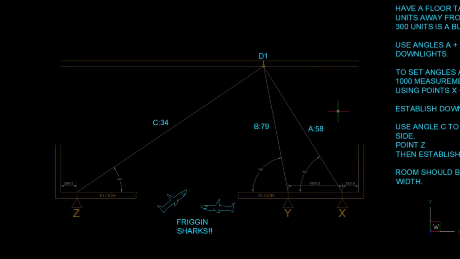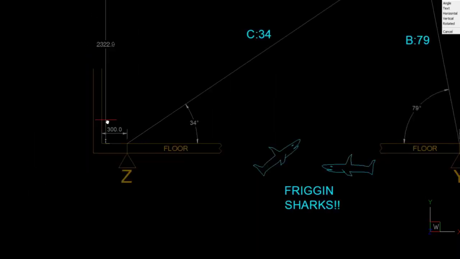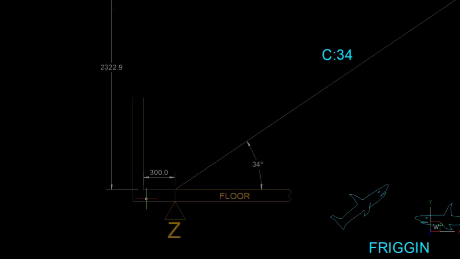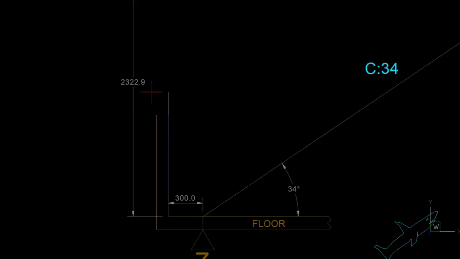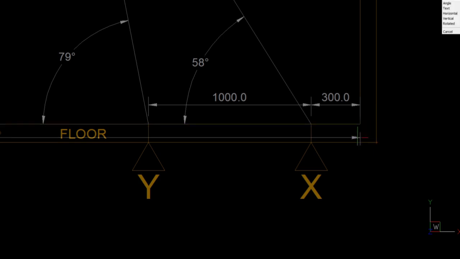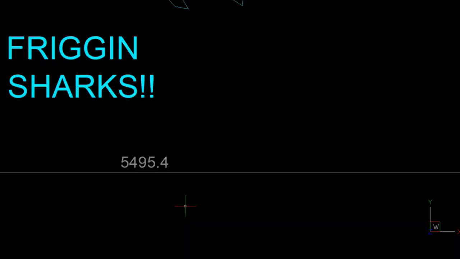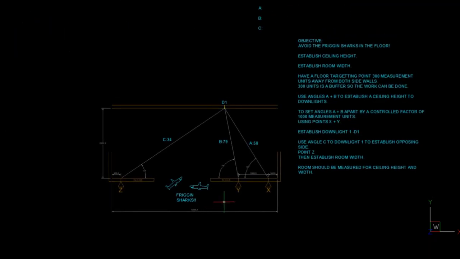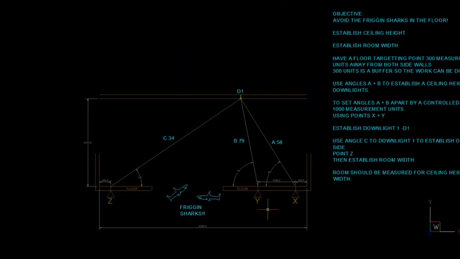Now, as you can see, I've managed to establish a ceiling height and I've managed to establish a room width. Now, what is the result? You're seeing this live. Okay, 22.9. That is the ceiling height for this particular room. It's below the code because I'm pretty sure we're supposed to be a little bit taller than that. And the room width is 5495.4.